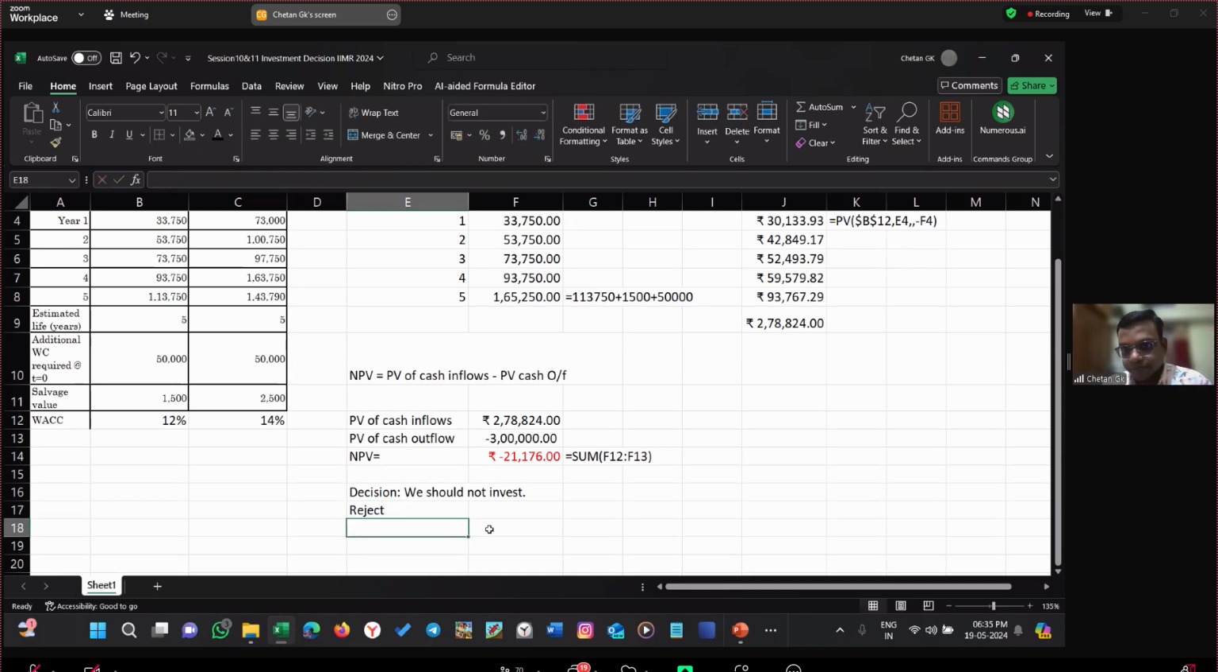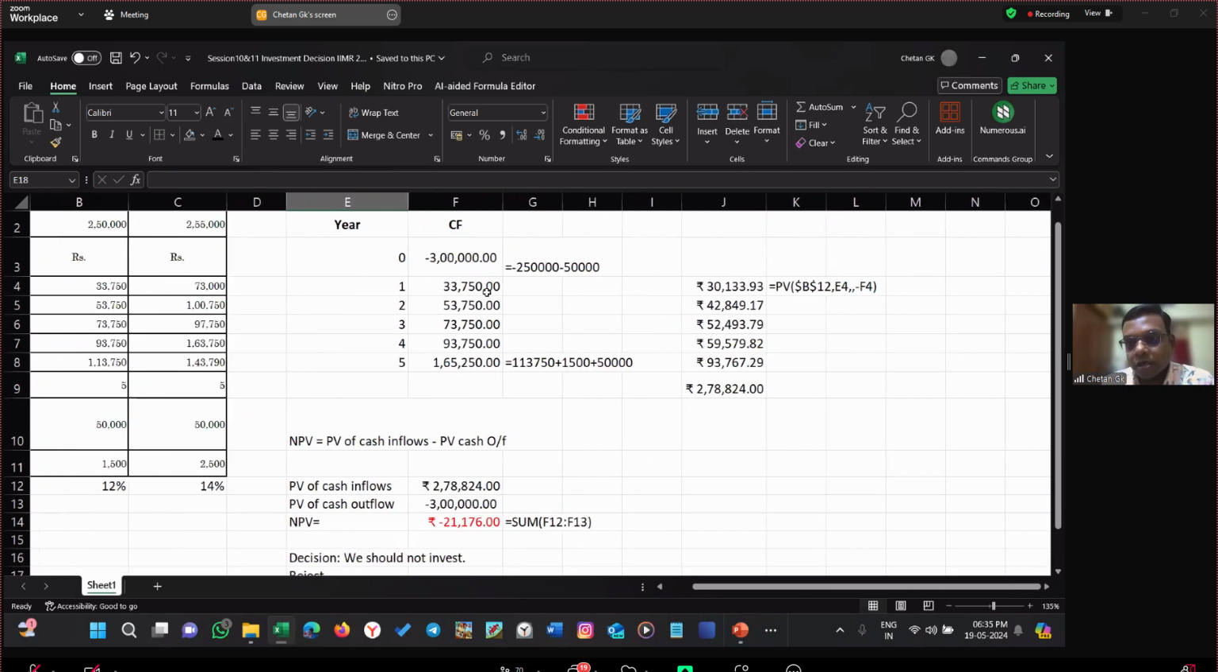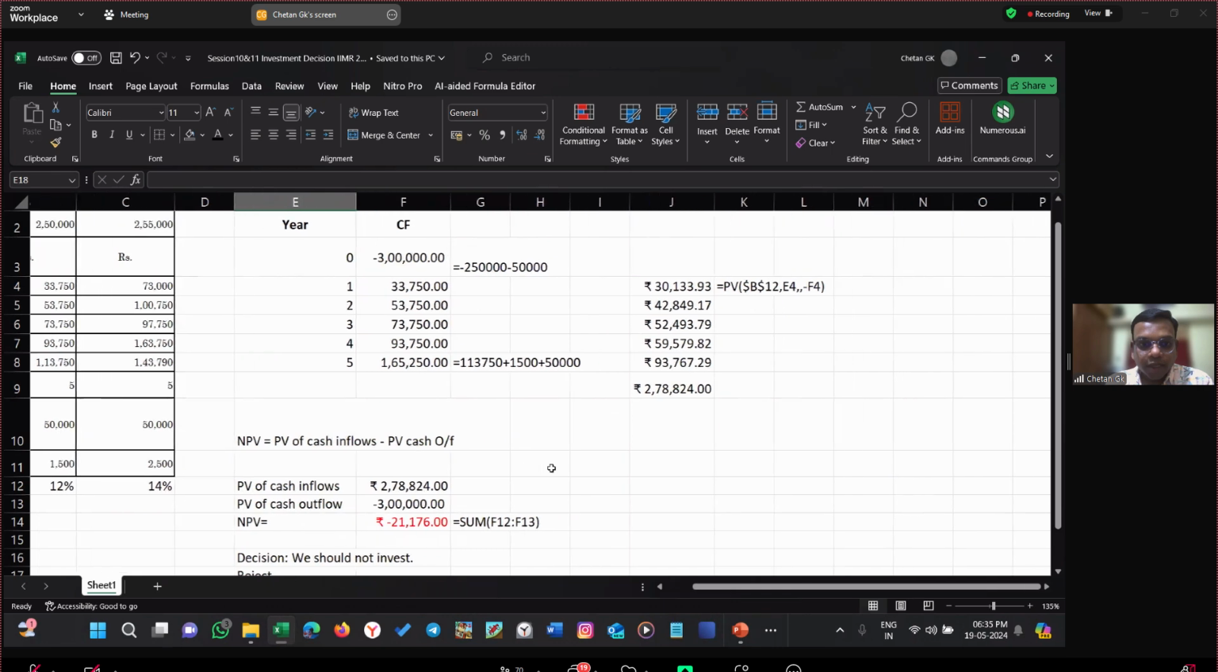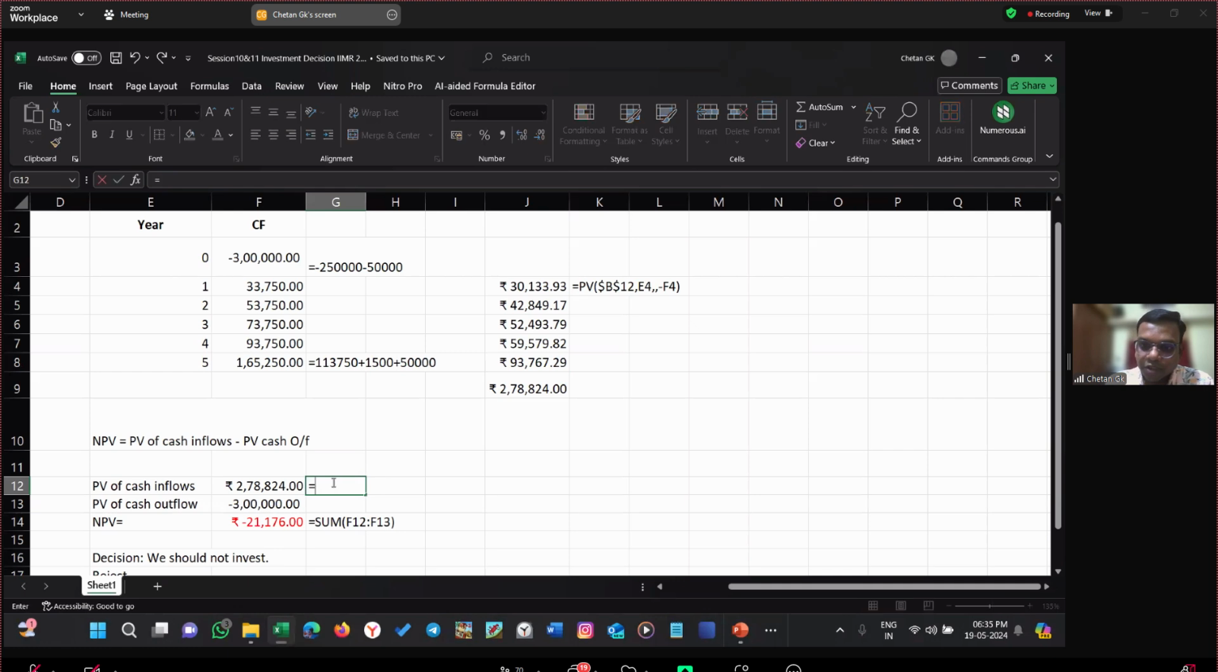Is it fine? The project should not be taken into consideration. This is the broader concept of NPV. So shall I explain how to get this 2,78,824 in one single step? It is equal to the NPV function.